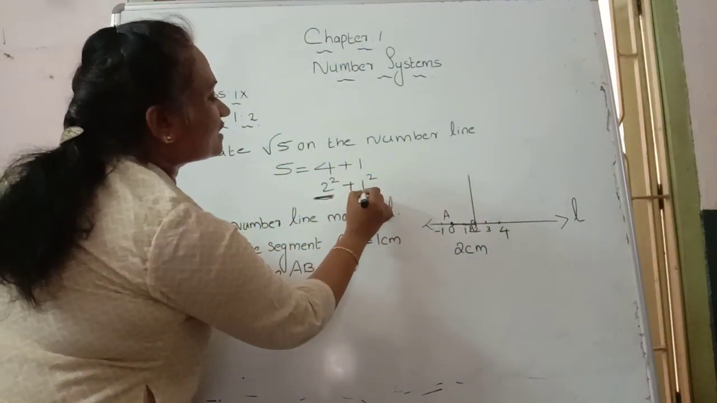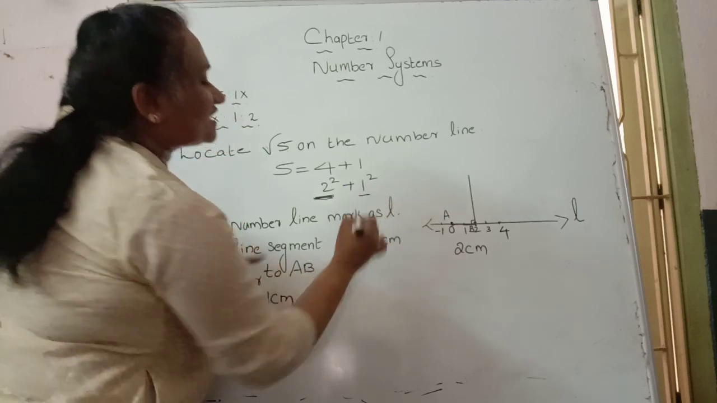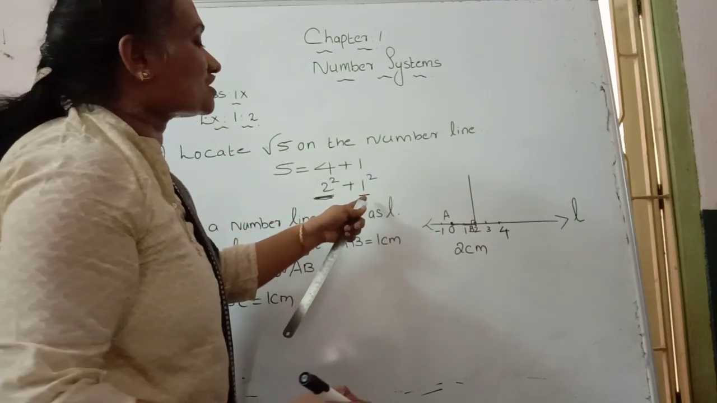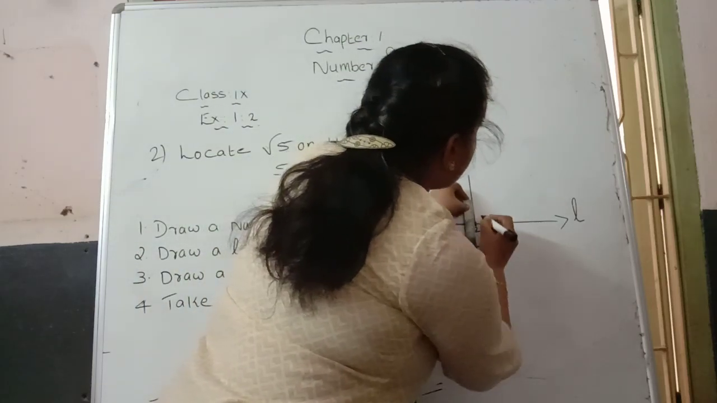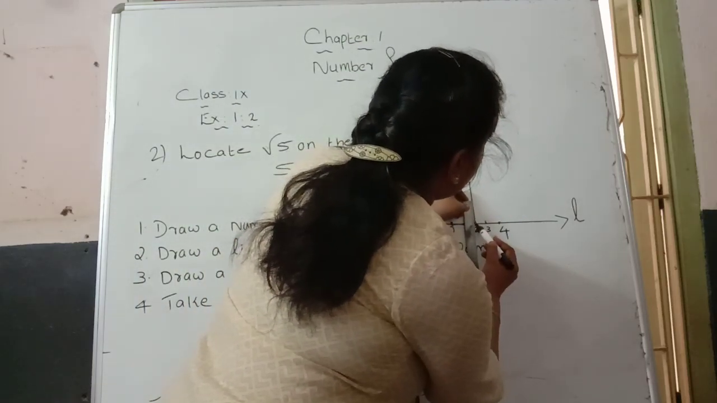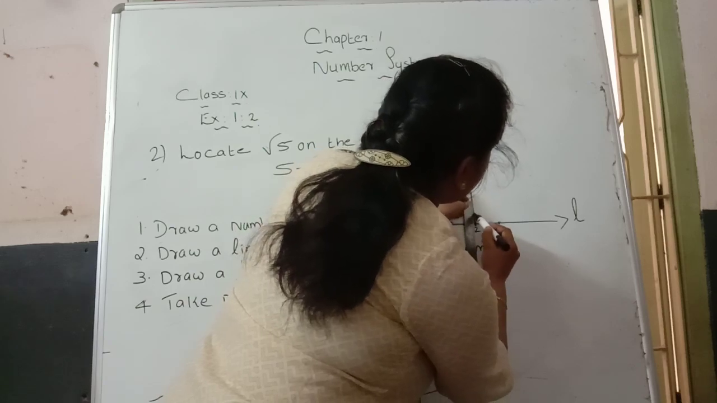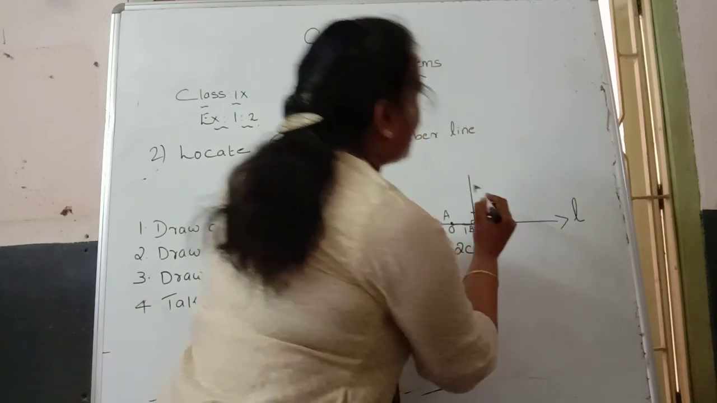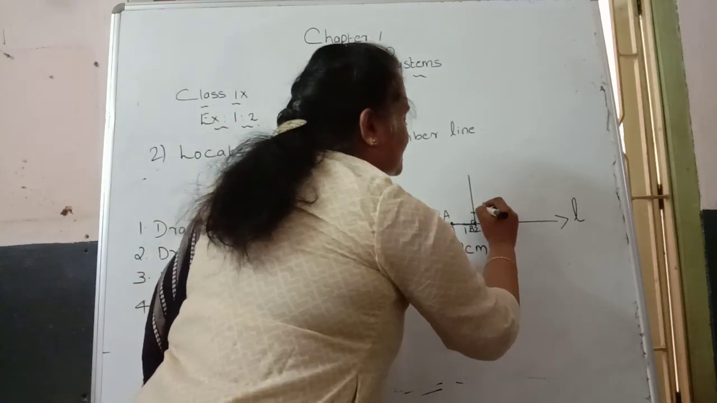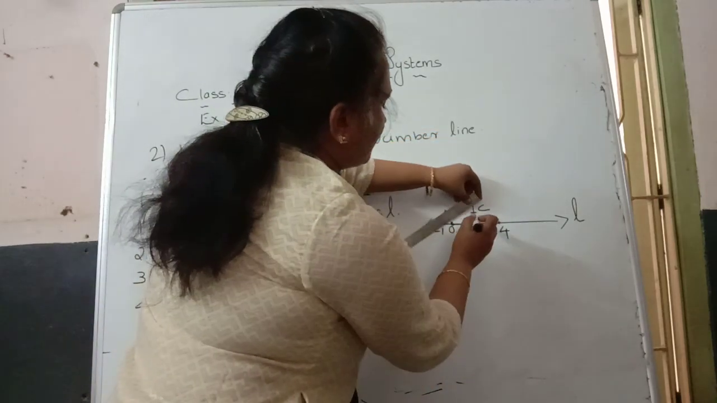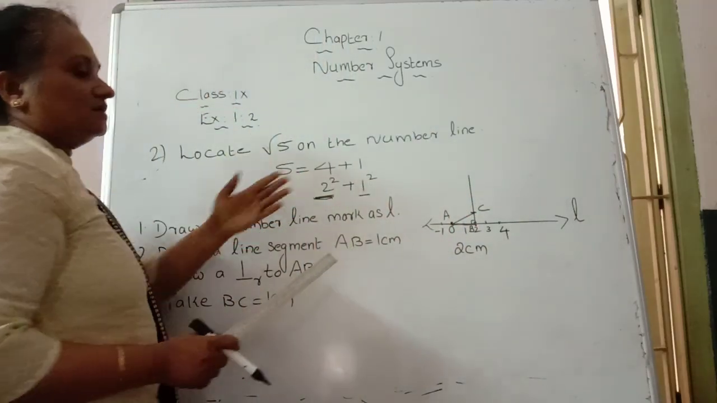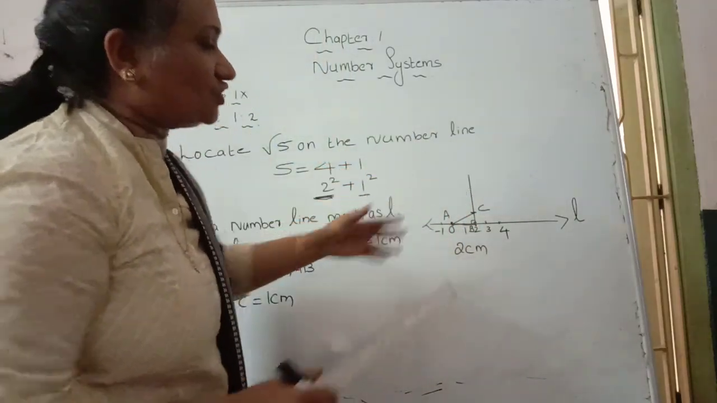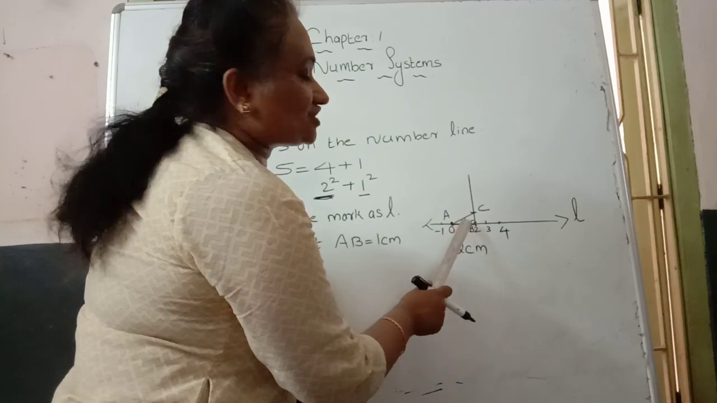Then what is the second measurement given? 1 is the second measurement. That's why from B, measure 1 centimeter, and there you mark the letter C. Then join A to C.